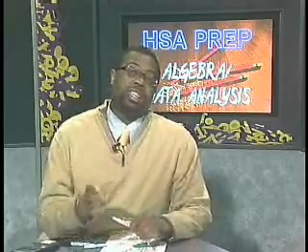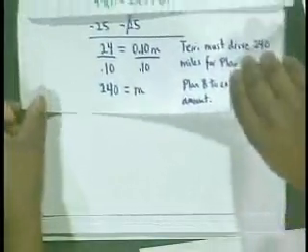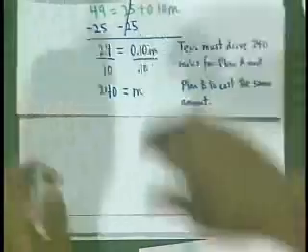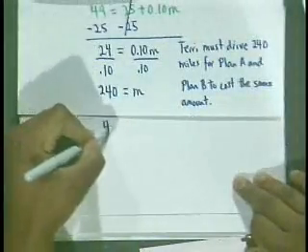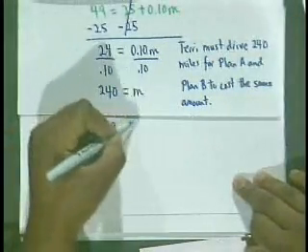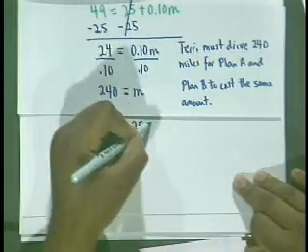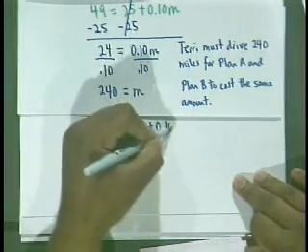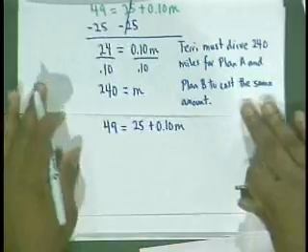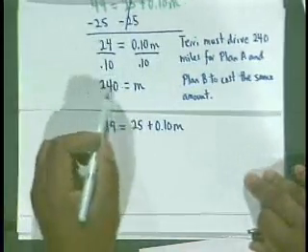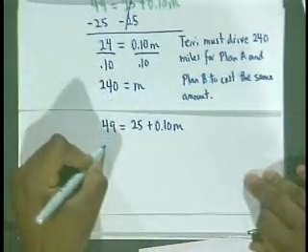Now, let's verify that what we did is correct. How can we do that? We can do that by substituting our value for m back into our original equation. So let's take a look. Our initial equation is 49 equals 25 plus 10/100ths m. And remember we said that m is equal to 240. So let's substitute that into our equation.